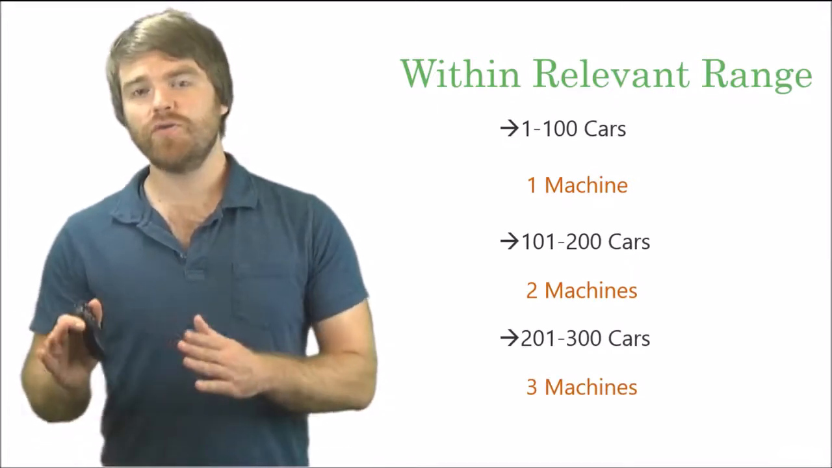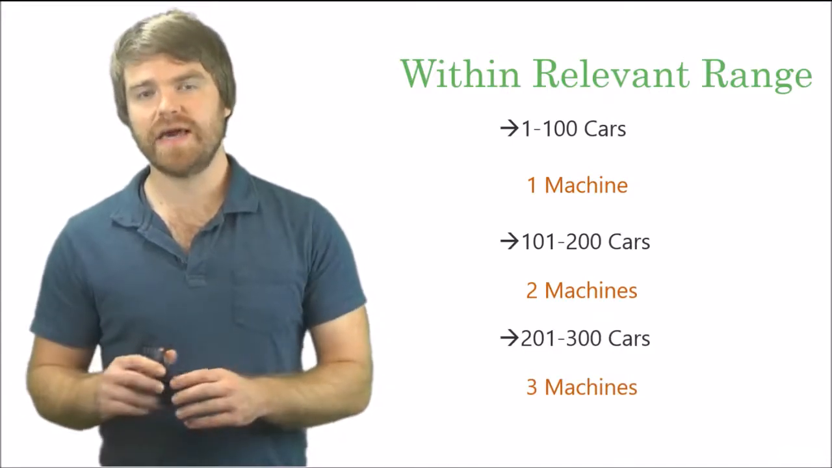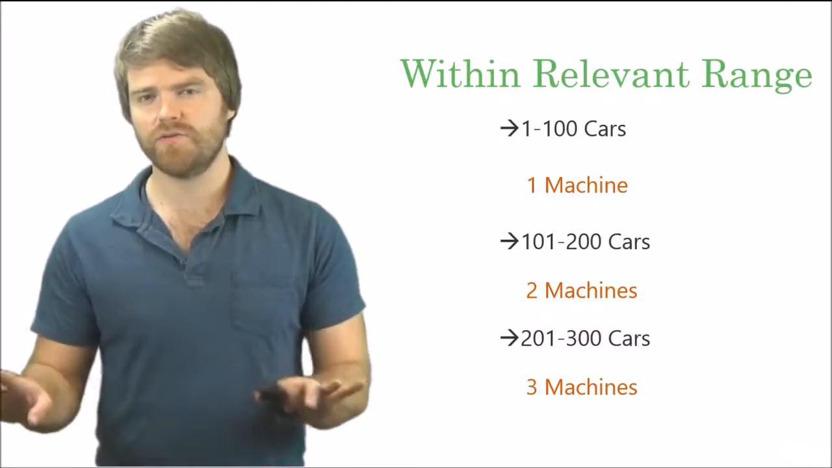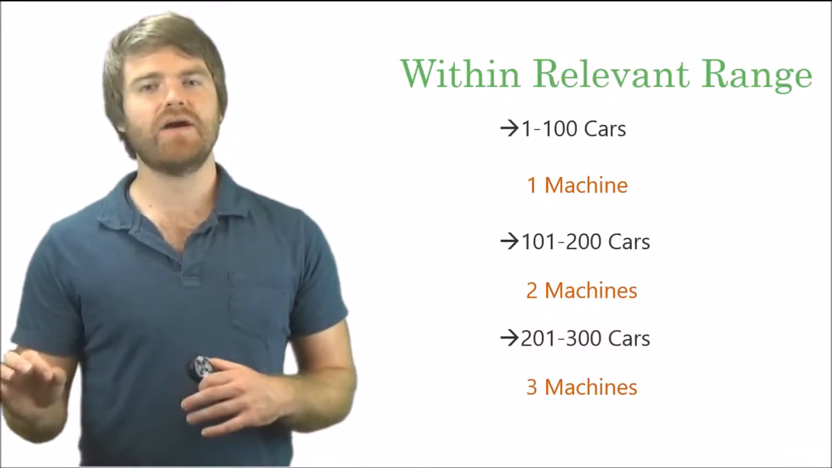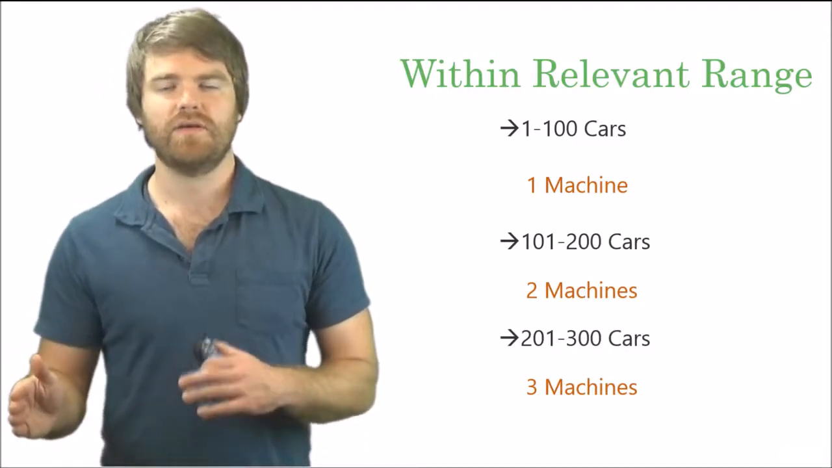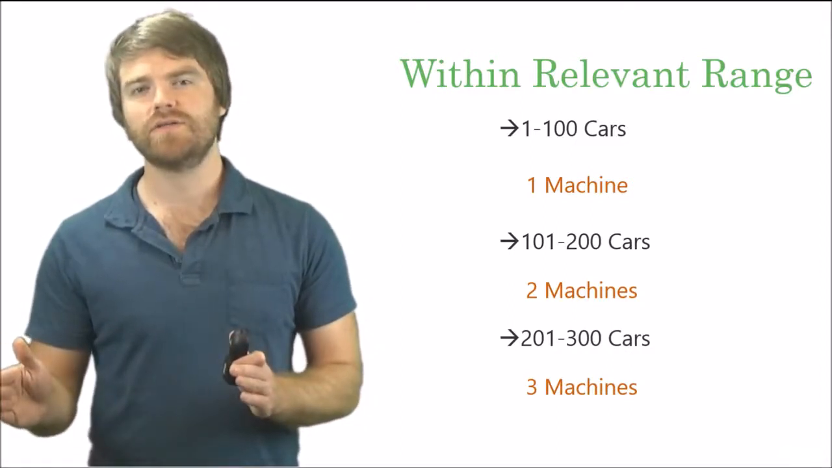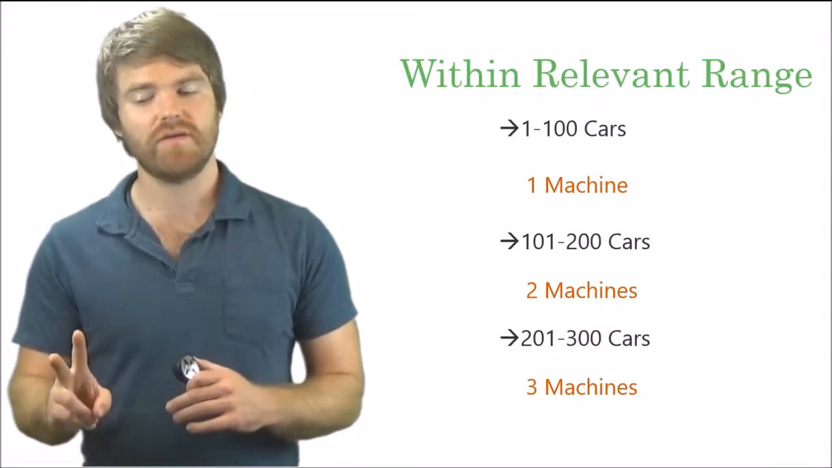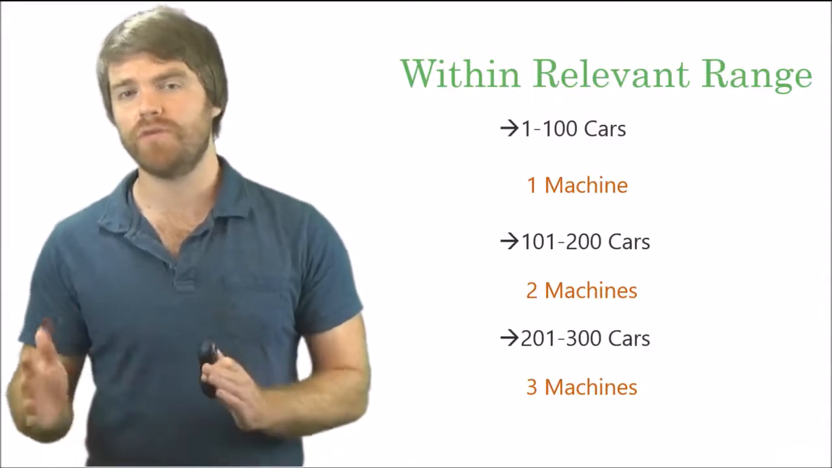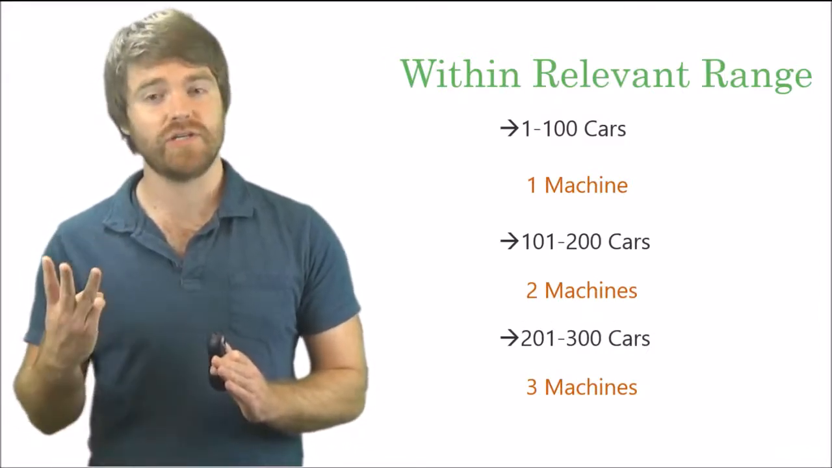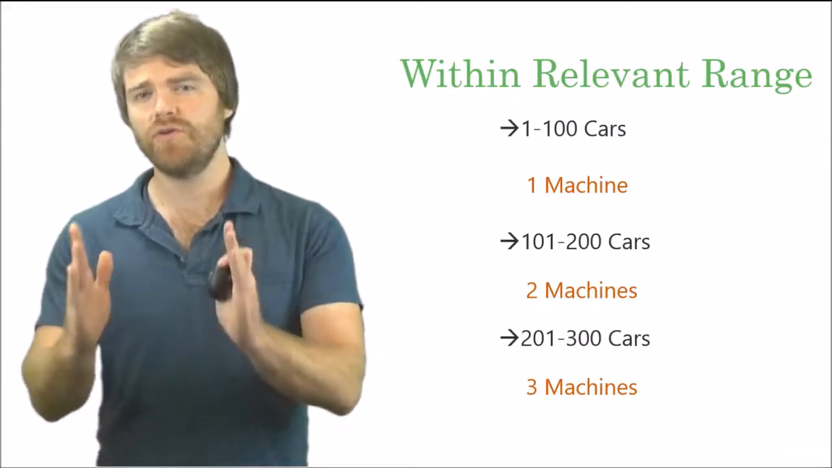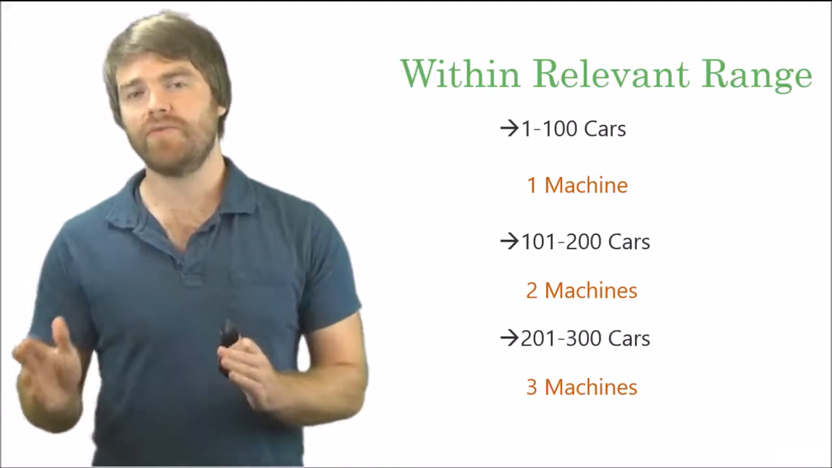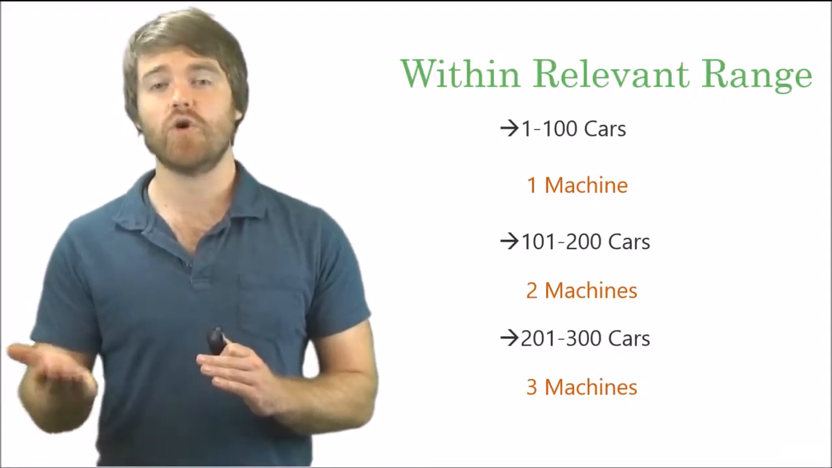This is called the relevant range because within 100 cars, so between 1 and 100, your fixed costs don't change. But what happens now if you want to produce over 100? Between 101 and 200 cars, your fixed costs will go up, right? Because you need two machines now. And if you want to produce between 201 and 300 cars, now you need three machines. So as you can see, within a certain range, your fixed costs won't change. But when you get outside of that range, that's when your fixed costs go up.